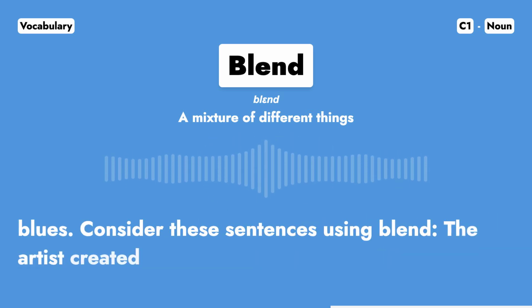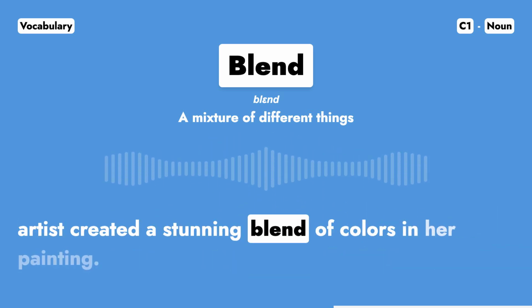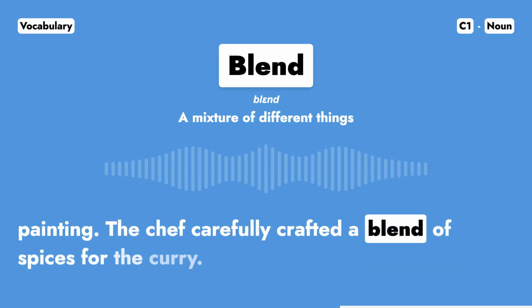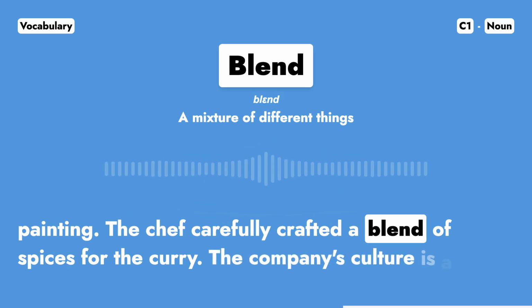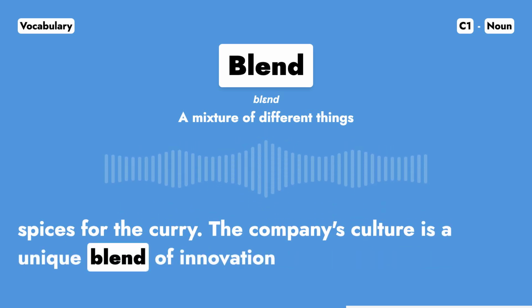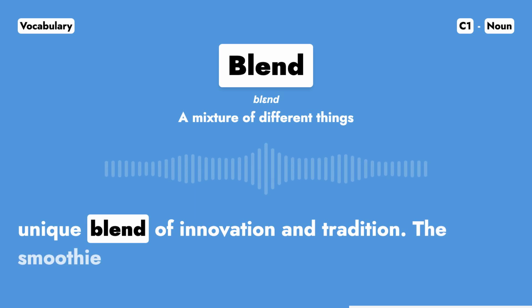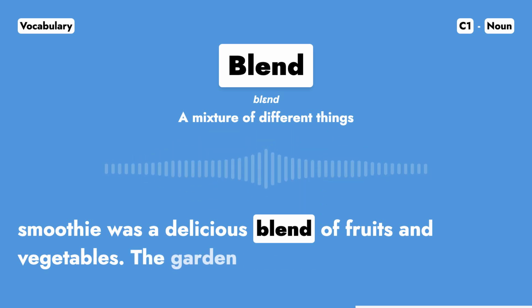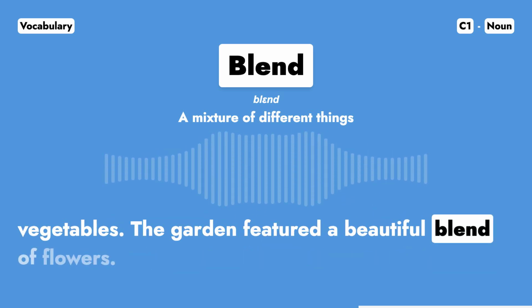Consider these sentences using blend. The artist created a stunning blend of colors in her painting. The chef carefully crafted a blend of spices for the curry. The company's culture is a unique blend of innovation and tradition. The smoothie was a delicious blend of fruits and vegetables. The garden featured a beautiful blend of flowers.